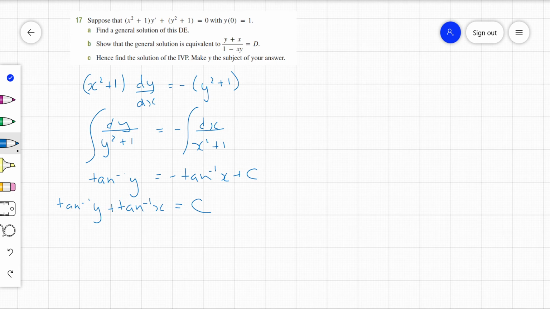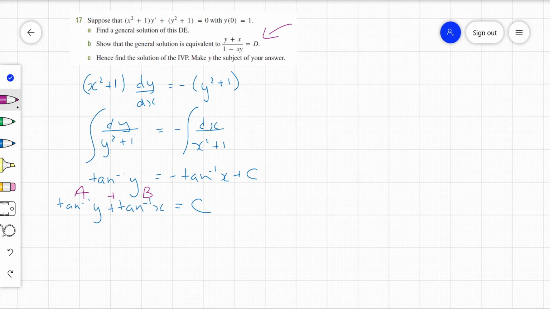Now, if you're like me, you're always tempted when it's inverse trig of something to let them be a and b. So if I let this be a, in this case, give way to that temptation. Here we go, a plus b equals c, where a is inverse tan of y and b is inverse tan of x. That way, the general solution is equivalent to this. All right.